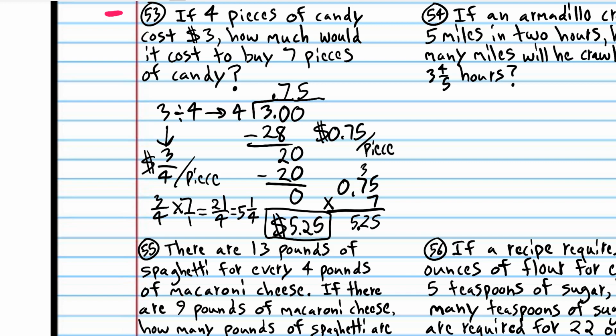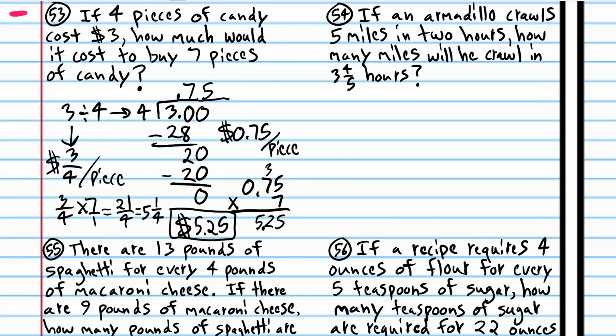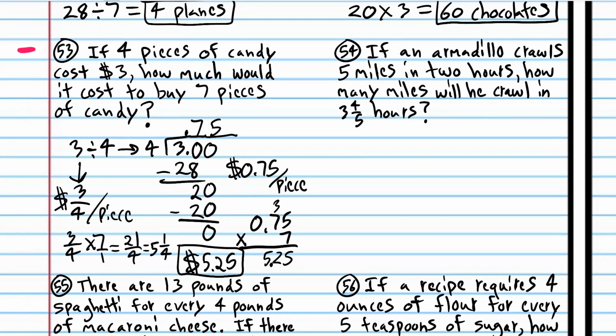So we're reviewing a lot of math here, but we should probably get going because I don't want to run out of time. Let's do another one of these together. But again, the whole concept here is we're finding the unit rate first, and we use the unit rate to solve the rest of the problem. If an armadillo crawls 5 miles in 2 hours, how many miles will he crawl in 3 4/5 hours?